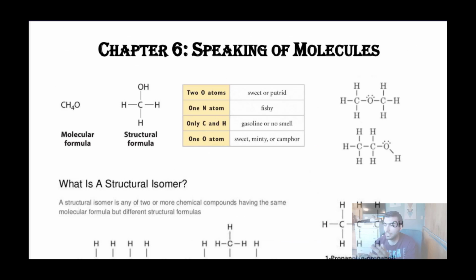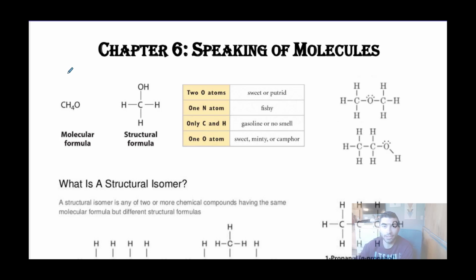We're going to focus on just chapter 6 for right now, which was called Speaking of Molecules. We started our investigation into chapter 6 by taking a look at several different substances which we had the chance to smell, and we categorized them into categories like sweet and putrid and fishy and minty. Initially, those were the 4 categories we started with.